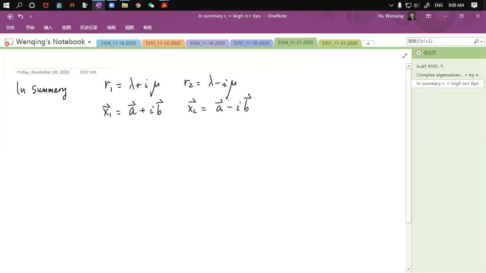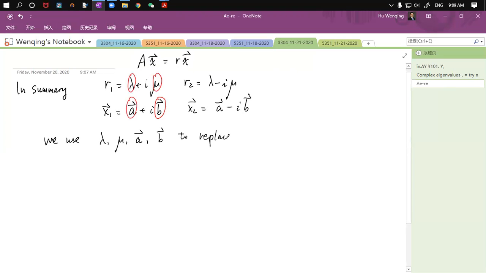Okay, so in this case, you're not just looking for AX equal to R of X, but the important quantities that you're looking for are the common real part, common complex part, and the real vector and complex part of the vector. These four quantities are going to replace the original R1, X1 and R2, X2. So we use lambda, mu, A and B to replace the four vectors.